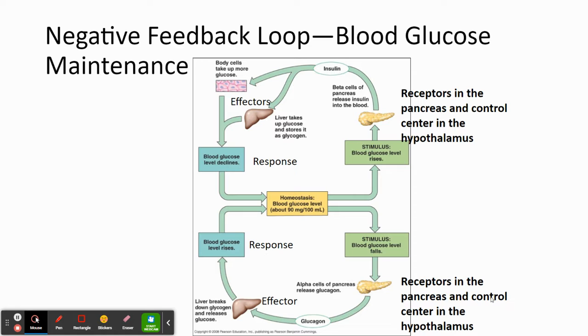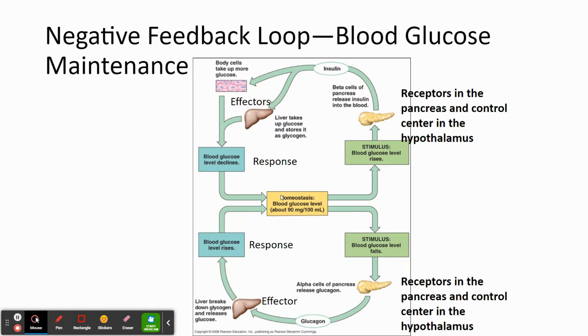So let's look at negative feedback loops. This is blood glucose maintenance. This is one you must know. Whenever we're talking about these hormone-induced feedback loops, there's always two hormones. One hormone, in this case insulin, will reduce blood glucose levels, and the other hormone, glucagon, will increase blood glucose levels. They have opposite effects. They are antagonistic to each other.